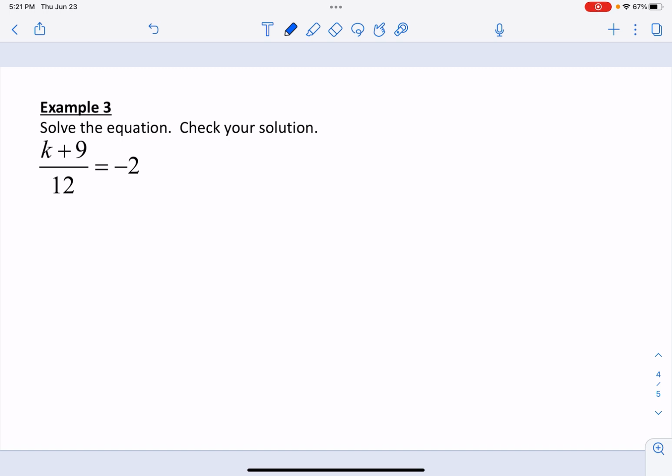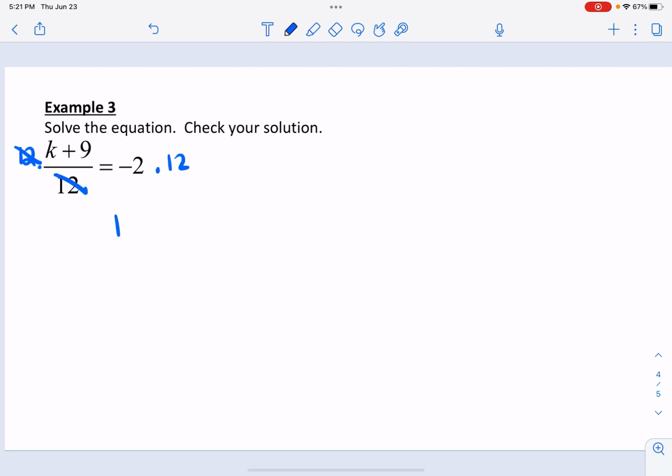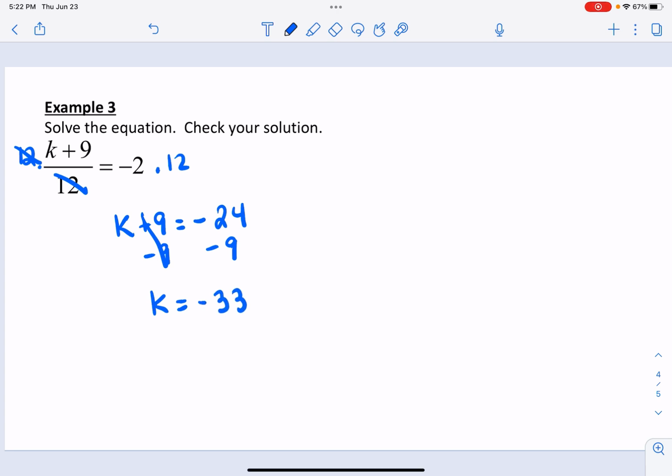What's the last thing I said? Divided by 12. That's the last operation. So that's the first thing I undo. So I multiply both sides by 12. That cancels those out. So I have k plus 9 is equal to -24. I subtract 9 from both sides to get -33.